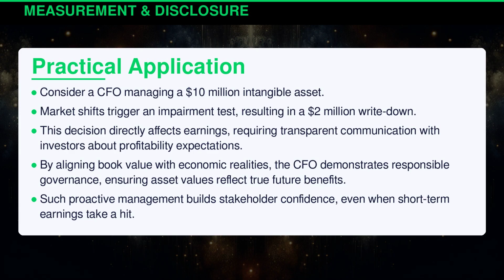Consider a CFO managing a $10 million intangible asset. Market shifts trigger an impairment test, resulting in a $2 million write-down. This decision directly affects earnings, requiring transparent communication with investors about profitability expectations. By aligning book value with economic realities, the CFO demonstrates responsible governance, ensuring asset values reflect true future benefits. Such proactive management builds stakeholder confidence, even when short-term earnings take a hit.